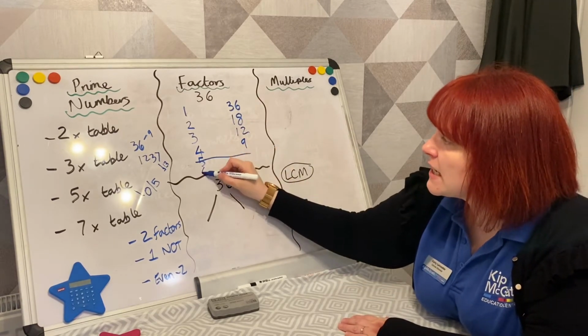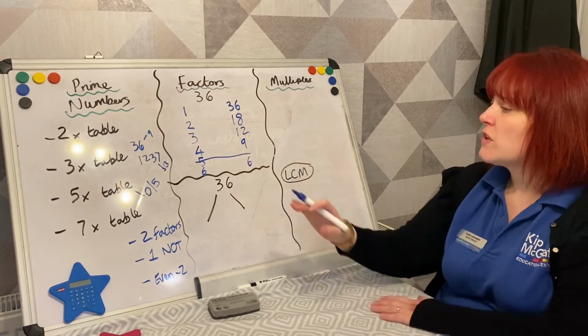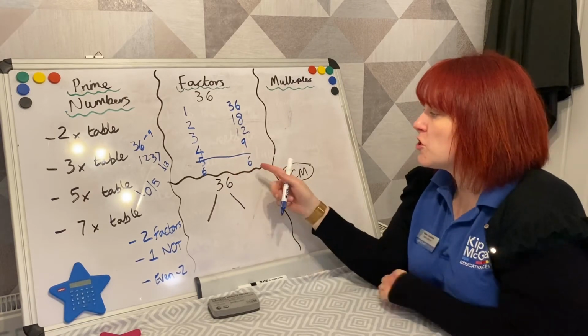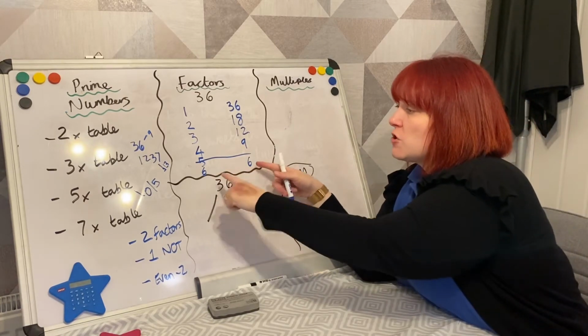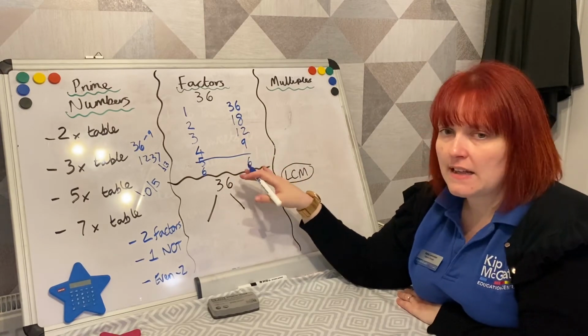Next one is 6. 6 times 6 is 36. Okay, so that is my last pair, because once these two numbers at the bottom are next to each other, I don't need to go any further. So I don't need to go any further at this point.